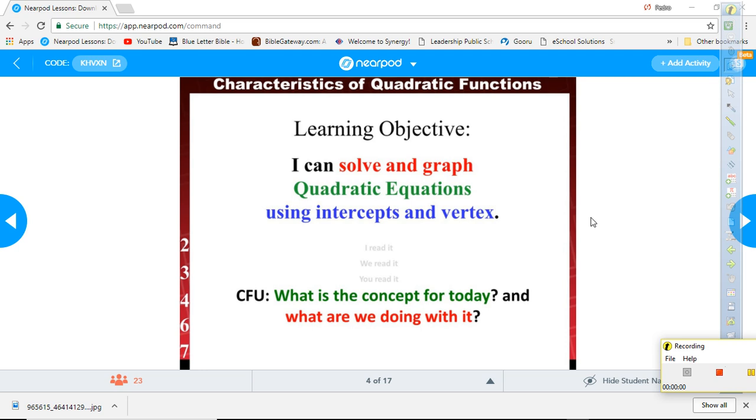All right, our objective for today: I can solve and graph quadratic equations using intercepts and vertex. Read together, 1, 2, 3. I can solve and graph quadratic equations using intercepts and vertex. Okay, so which term is the only term that is new that you see on the objective? Vertex.